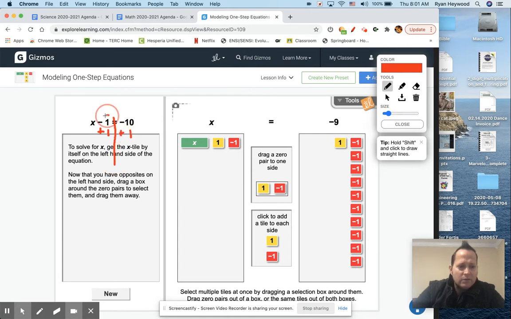So these create 0. They cancel each other out, leaving us with just x. And then we have negative 10 plus 1. And you can see over here, we had negative 10. We added 1, creating a 0 right there, leaving us with just negative 9 on the other side. So x equals negative 9, and we're done. That's all there is to it. Let's do two more.